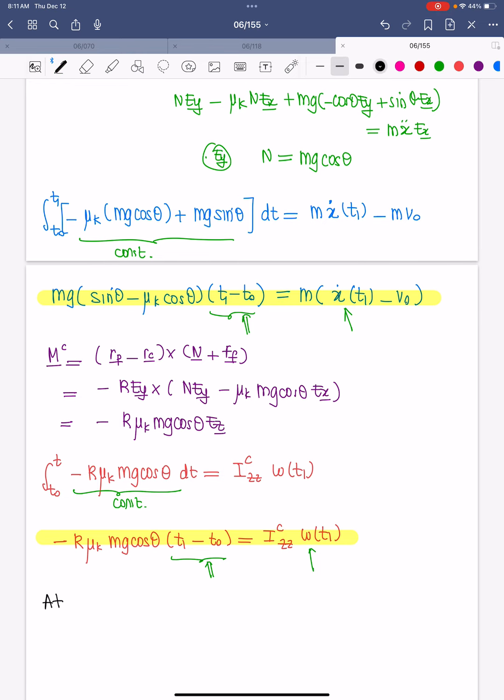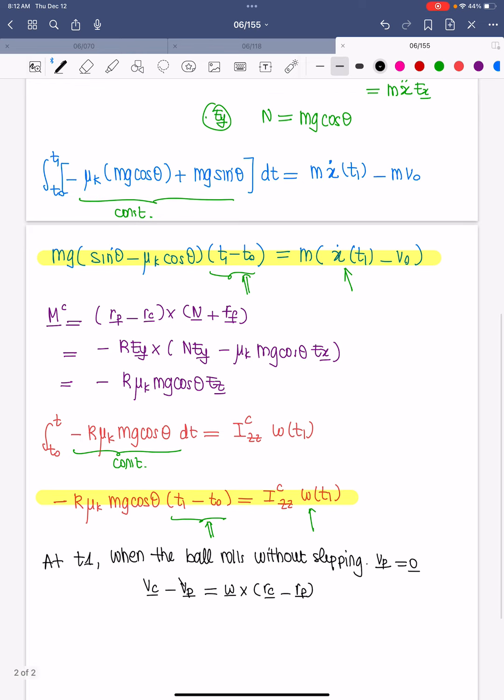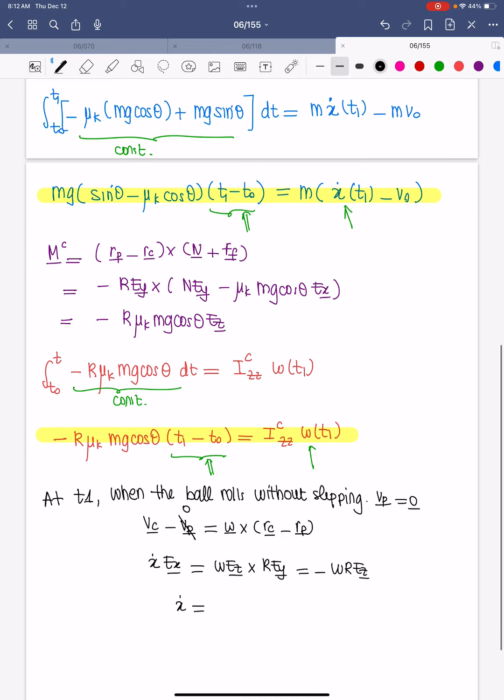At t1, when the ball rolls without slipping, or starts to roll without slipping at least, then we can say that Vp is equal to 0. Then Vc minus Vp is omega cross rc minus rp, and Vp is 0. Vc, which is x dot ex, is equal to omega ez cross r ey, minus omega r ex, and voila, x dot is equal to minus omega r. This is our third equation.